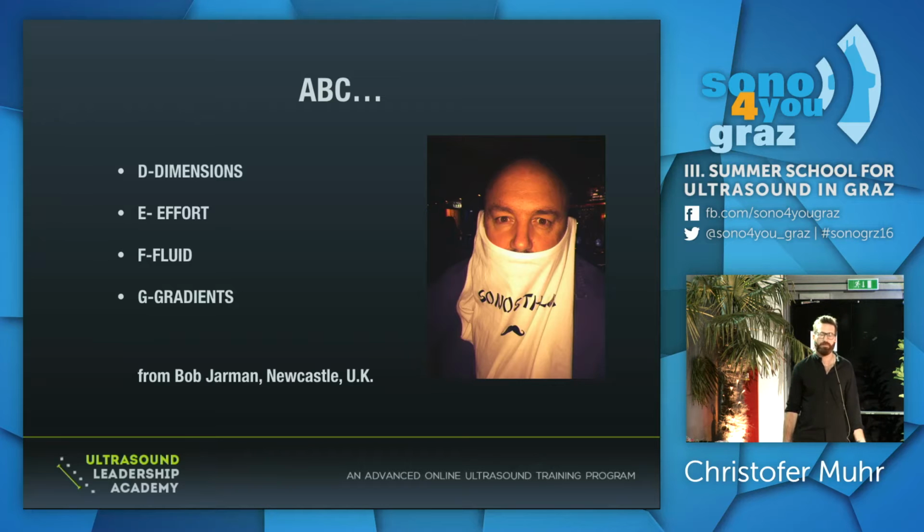After ABC, don't forget the D, E, F, G. Have a look at the dimensions, the effort, which means how does the left and right ventricle move? Is there too little fluid in the heart? Is it fluid around the heart? And then maybe have a look at the gradients. Just start by looking how the valves seem to be opening. And the next step might be using color Doppler just to see if there's any leakages.